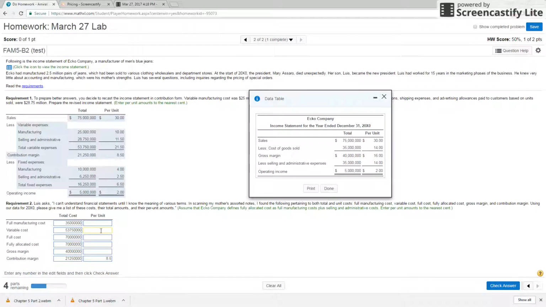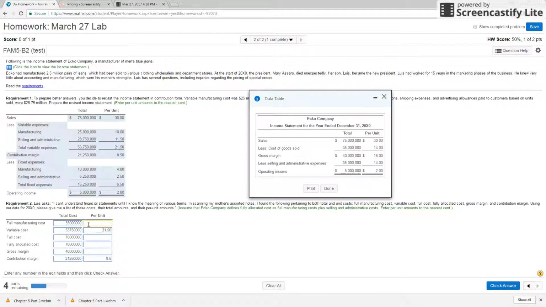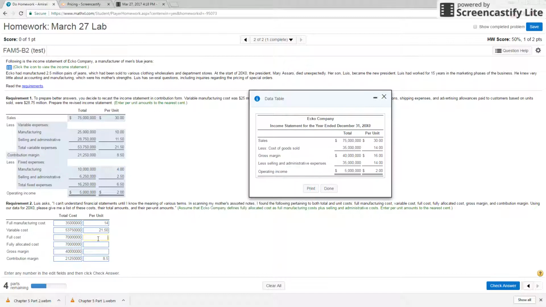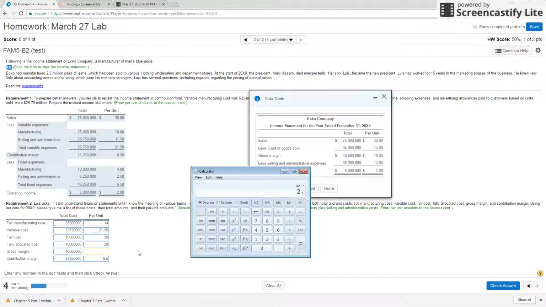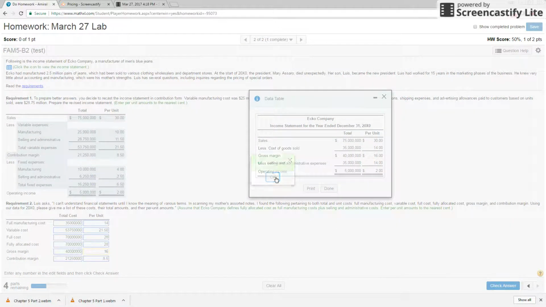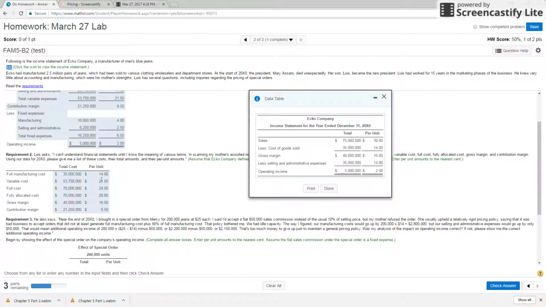21.5. And now we have to calculate the rest. So 35 million divided by 2.5, it's $14. 70 million divided by 2.5 million is 28. And this is 28 as well. And 40 million divided by 2.5, it's 16 million. So that's the per unit as well.